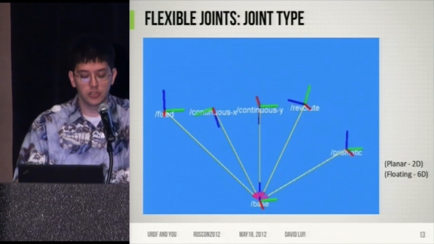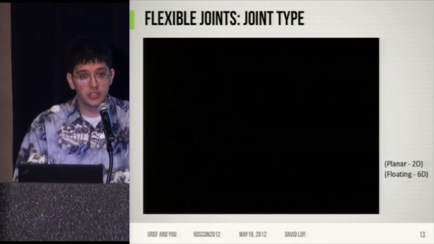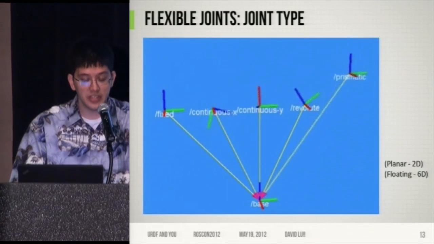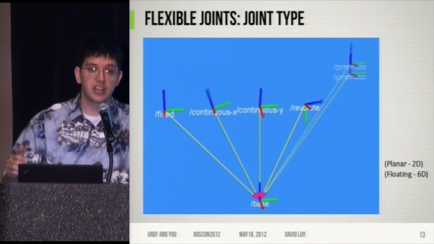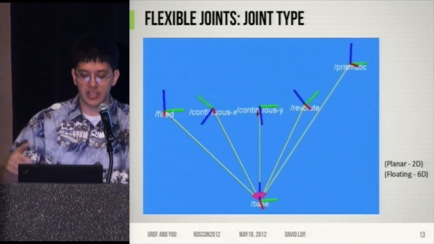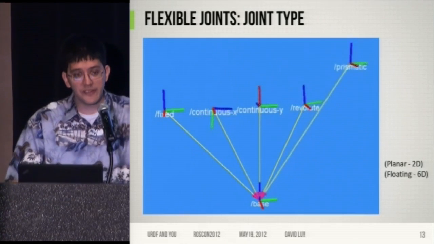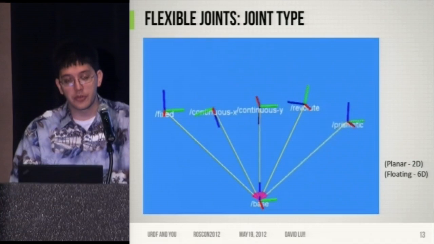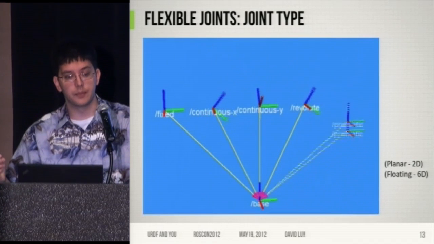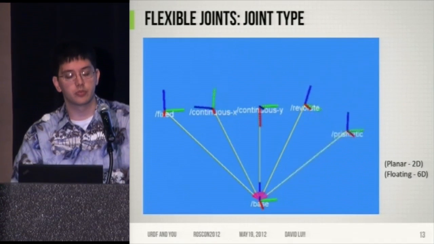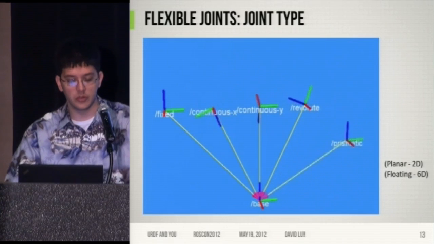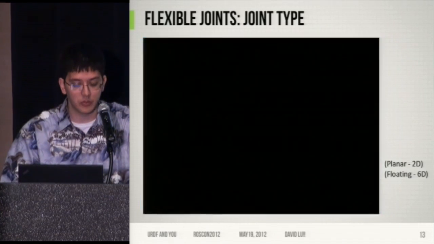You can also have revolute joints, which are like continuous joints in that they rotate around an axis, but they have a specified upper and lower bound, so they can't rotate all the way around. Finally, you have the prismatic joints, which translate as opposed to rotate, and they move along an axis that you can specify. So you can see that all the way on the right.